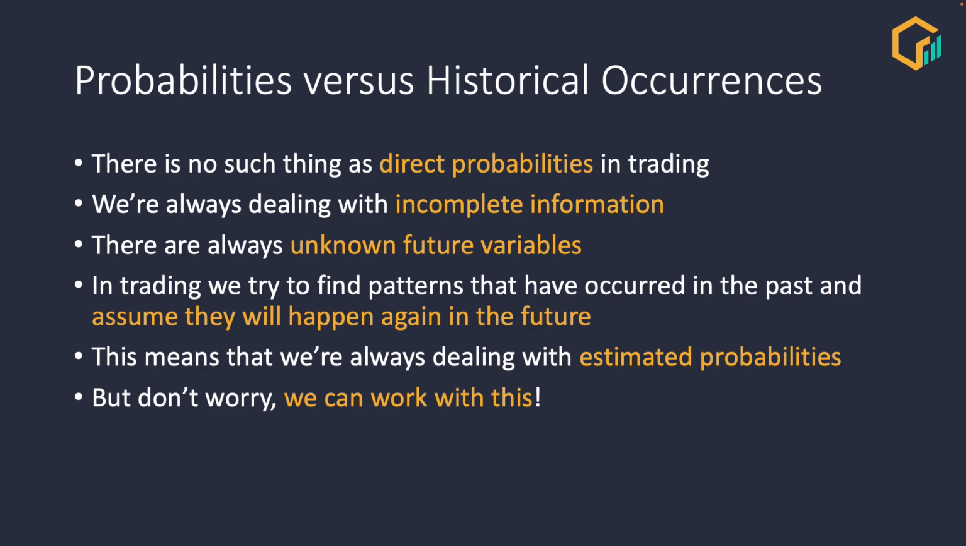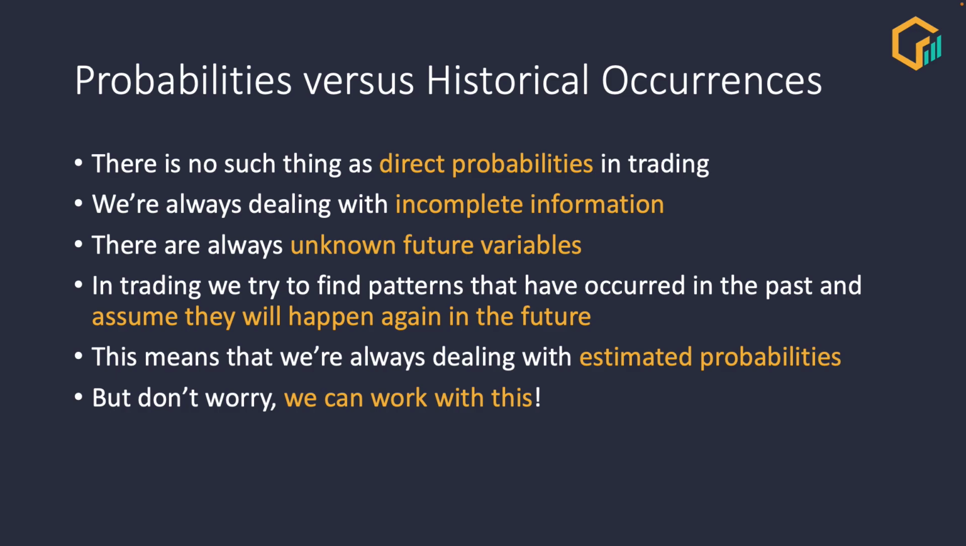This is not a problem. If this would be a problem, then there would be no profitable traders in the world. So we can work with this, but I just really want you to understand the nuance here, that it's not direct probabilities, and that there is actually no such thing, because we have incomplete information and unknown future variables.